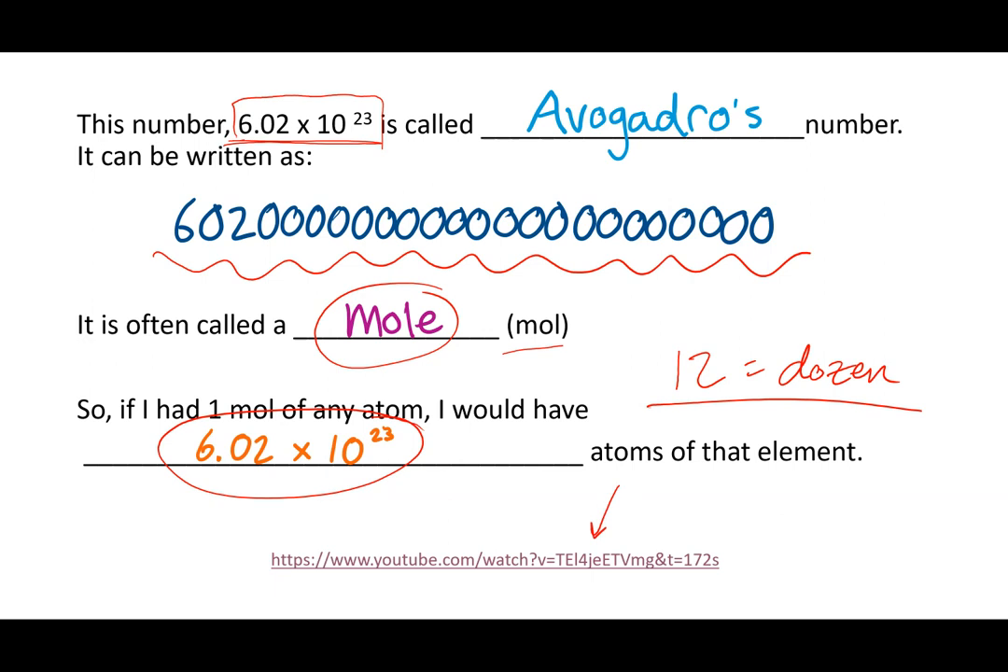It works very similarly to a dozen being 12, right? It's exactly the same thing, it's just on a much larger scale. I'd really like you to watch this video, so pause this and go ahead and watch that video. It talks about the history of Avogadro's number, how he came up with this concept of the mole. Okay, and then go ahead and restart this video.